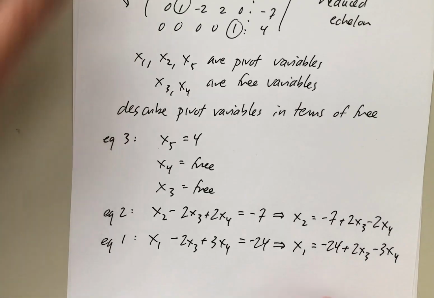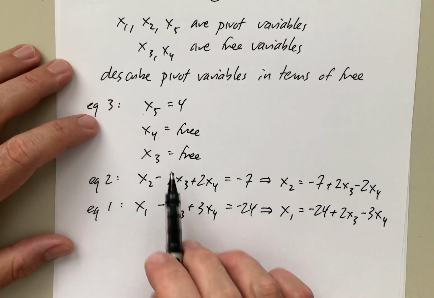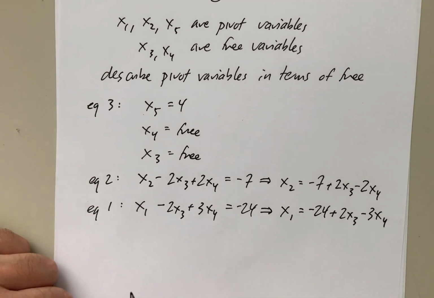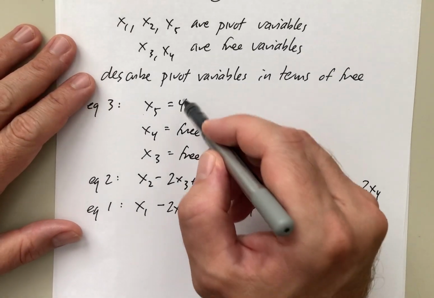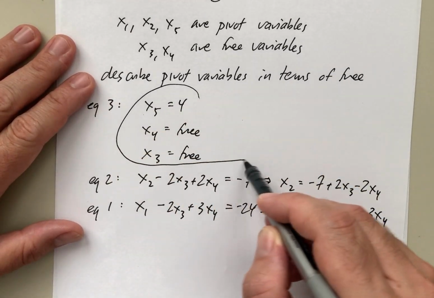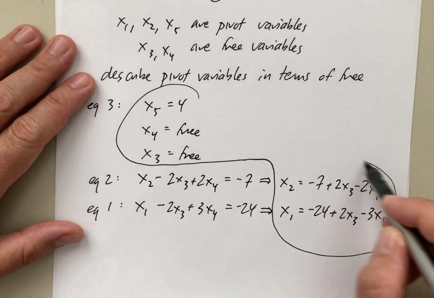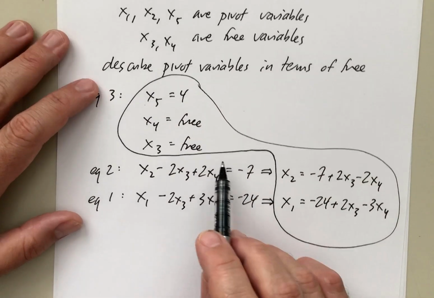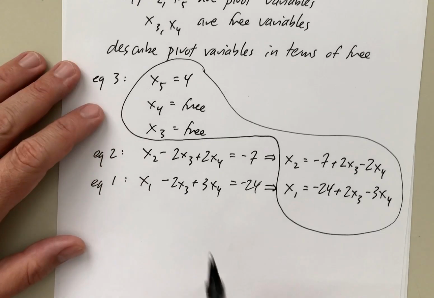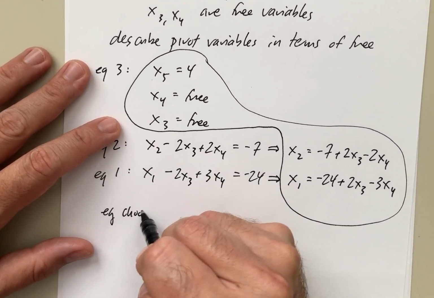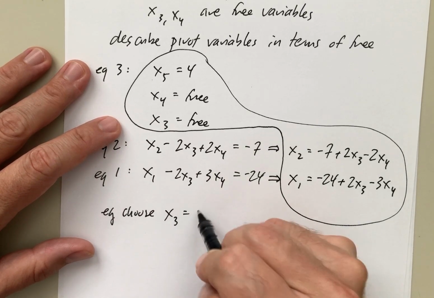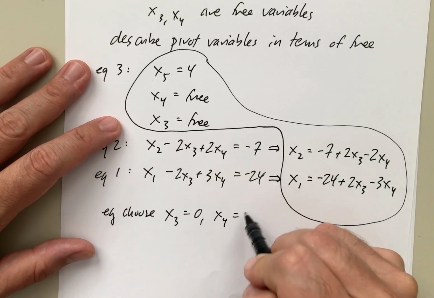What this is saying is that x3 and x4 can be anything they want, but once I tell you what they are, x1, x2, and x5 are all forced. They're all described as well. So the solution is the thing I've circled here. For instance, if I wanted an actual solution, I could take x3 to be 0 and x4 to be 1.